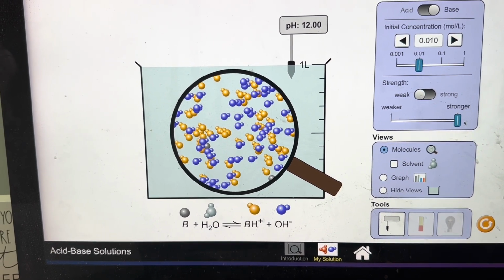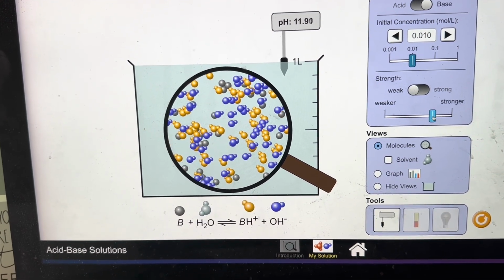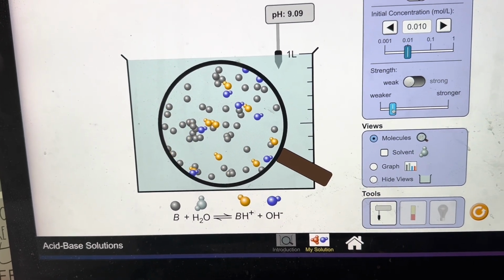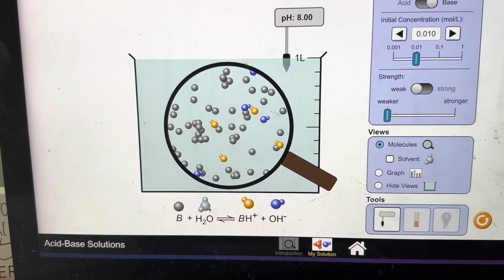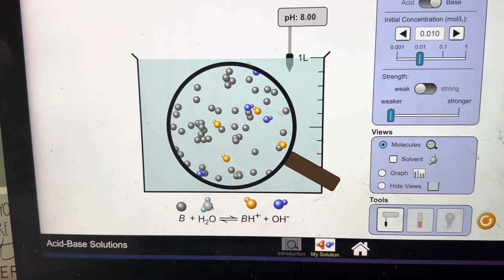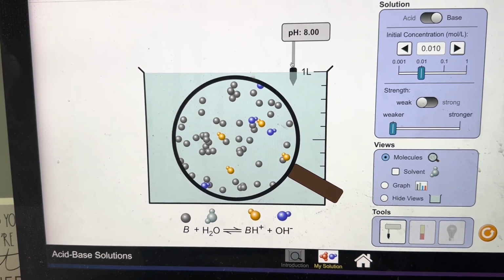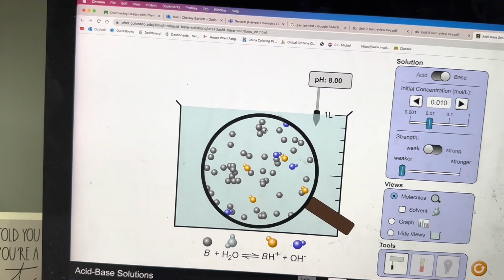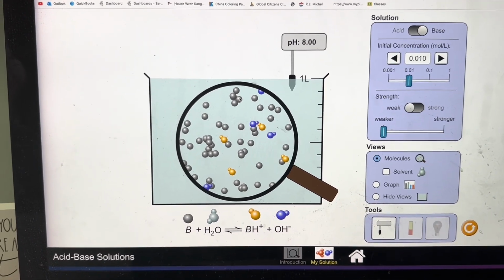So let's see what happens when we make this base weaker. We should see more little grays pop and our colors disappear. So this is showing us that a weak base is less likely to interact with the water and accept a hydrogen ion from that water, right? And we have a pH that is closer to neutral, right? There's not many bases that have accepted the hydrogen ion from water.